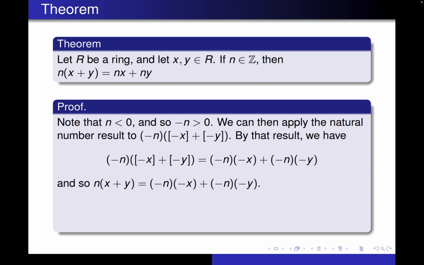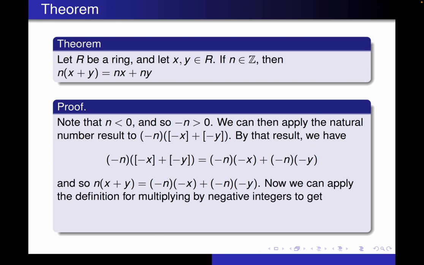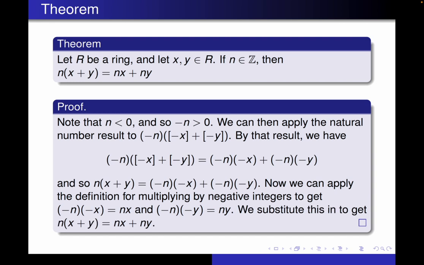And remember, those are all equal to n times x plus y, because n times x plus y was equal to what was on the left-hand side of that equation. So now all we have to do is use the definition of multiplication by negative numbers to finish this off. Negative n times negative x, that looks familiar. Well, yeah, that is exactly the definition of nx when n is a negative number: nx is equal to negative n times negative x. And n times y is equal to negative n times negative y. So we can just substitute those back in, and that gives us n times x plus y is equal to nx plus ny, and that's our theorem.